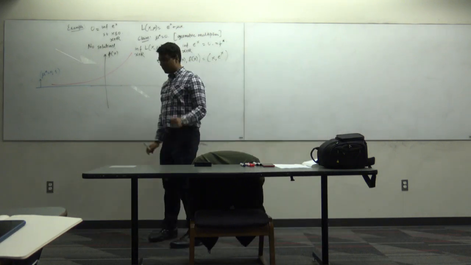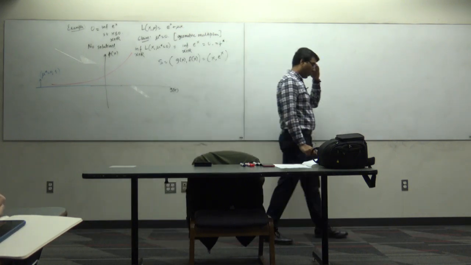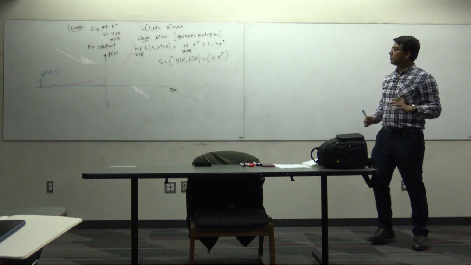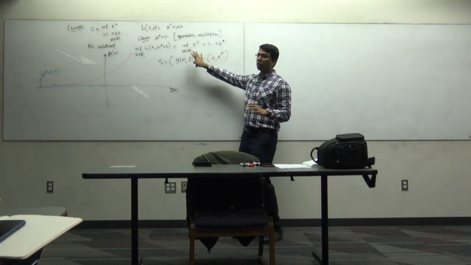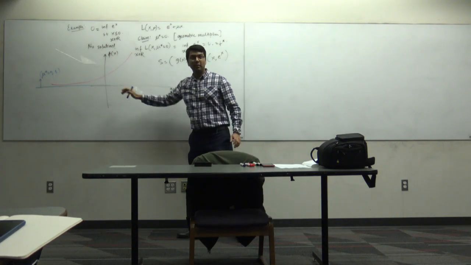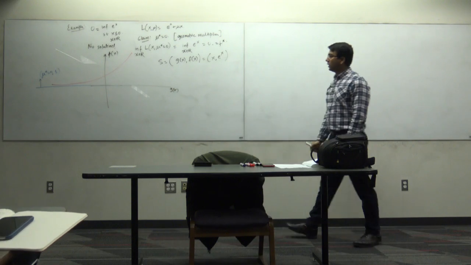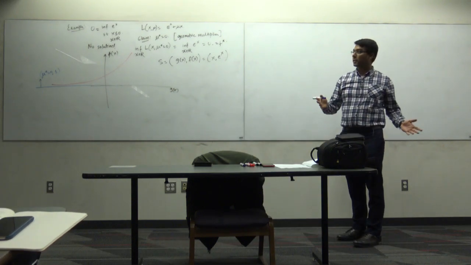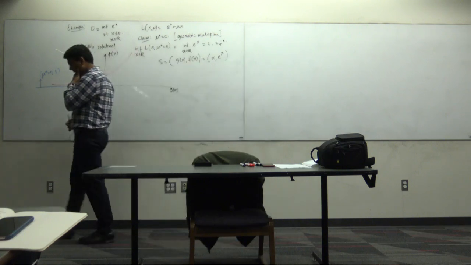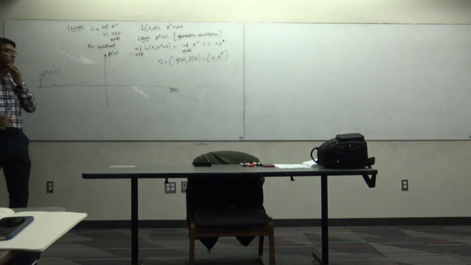Now remember that the Lagrange multiplier required x star to be optimal, but you don't need any sort of regularity or whatever. It's all geometric. It has no strings attached to it. It could exist or it may not exist. Any question on this?